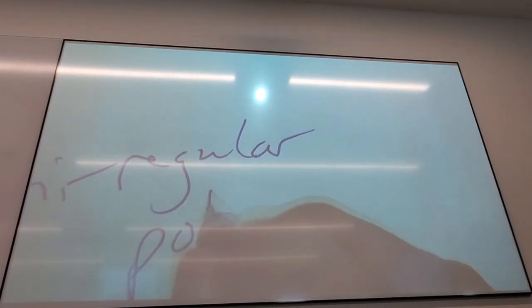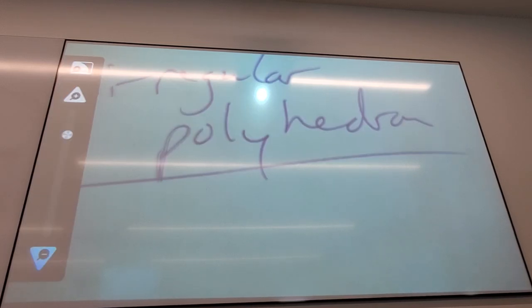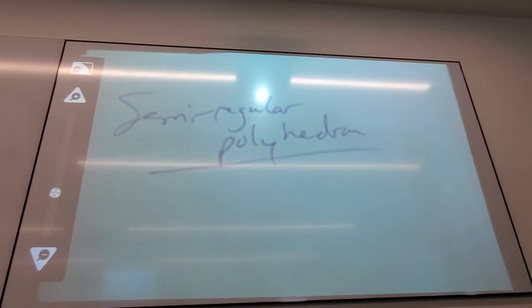So a semi-regular polyhedron has all regular polygons, but not the same ones.